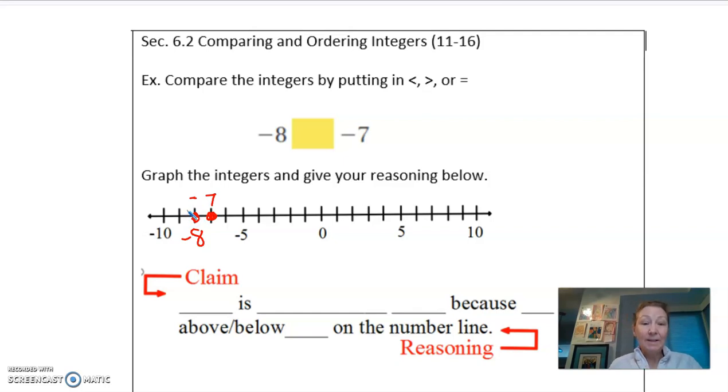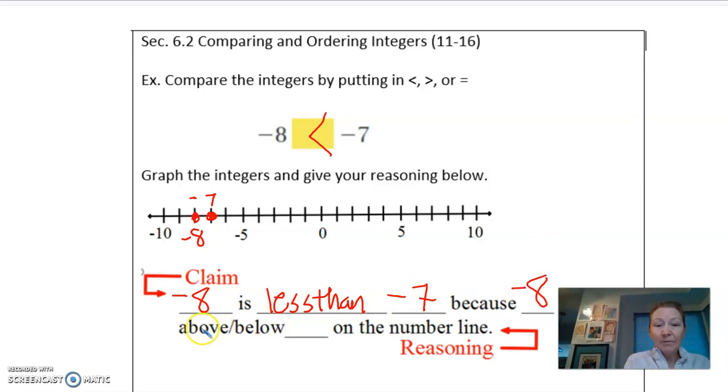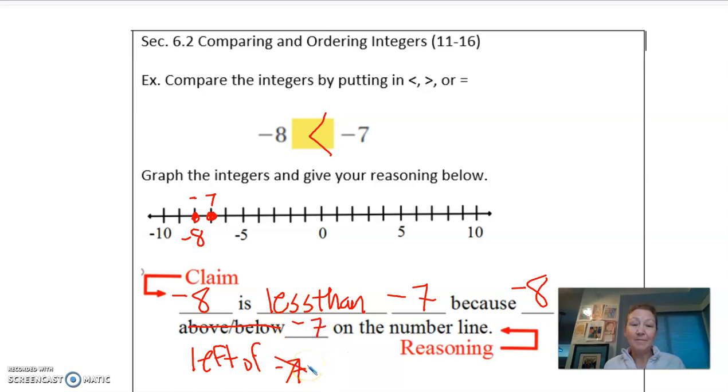And I can see that negative 8 is to the left, which means it's less. So the crocodile is going to eat the negative 7. So here's my plan. And I keep the order. Negative 8 is less than negative 7 because negative 8 is, oops, not above or below. That's up for a vertical number line. Negative 8 is left of negative 7. Oops, that was where negative 7 was on the number line. Negative 8 is to the left, so it's less.